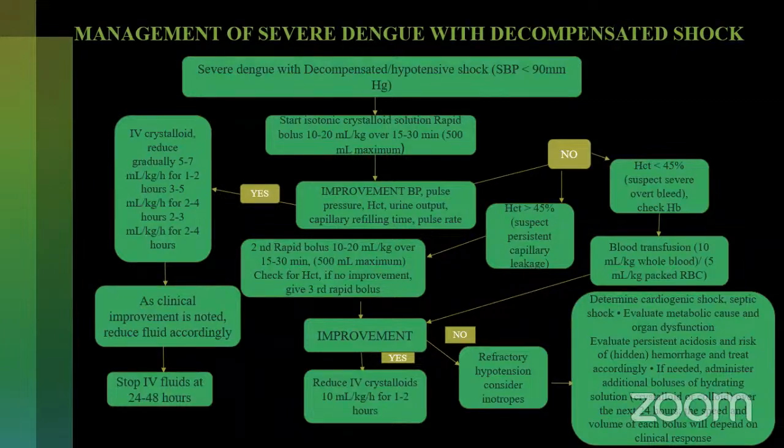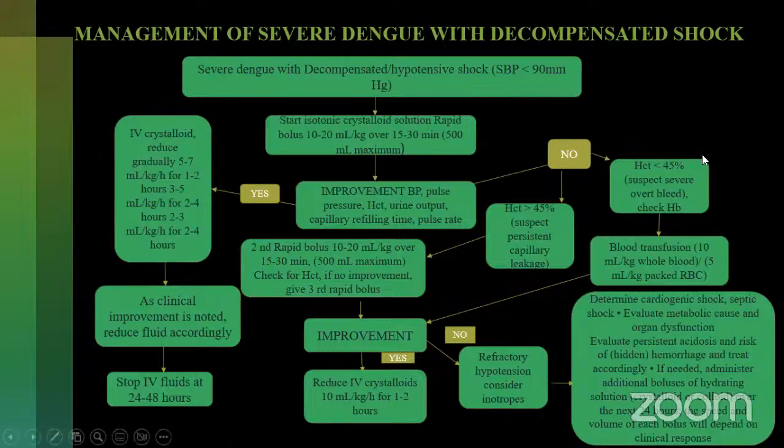So dengue with the decompensated shock, that is their SBP now remains less than 90. We have to start fluids. We have to give a rapid bolus, that is 10 to 20 ml per kg over 15 to 30 minutes, and then look for signs of improvement. If there is any improvement in one or more of these parameters, we can decide to de-escalate in a similar fashion, 5 to 7 ml per kg for 1 to 2 hours, and 3 to 5 for the next 2 to 4 hours, and then 2 to 3 ml per kg for the rest 2 to 4 hours. And as the improvement is noted, we can stop the fluids at 24 and 48 hours.